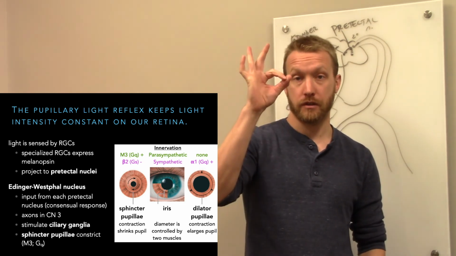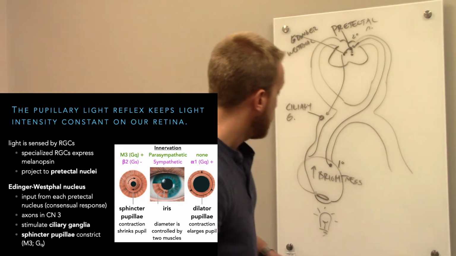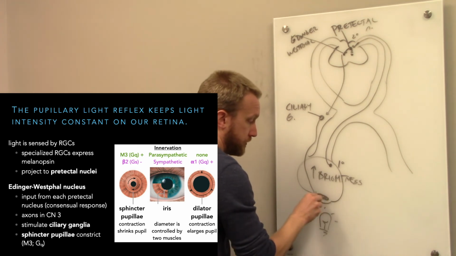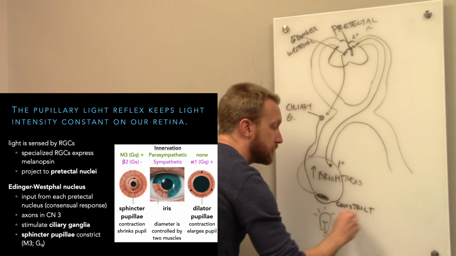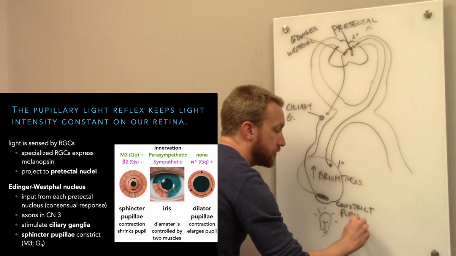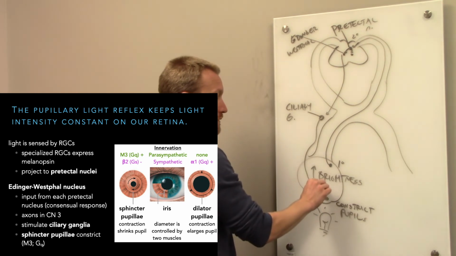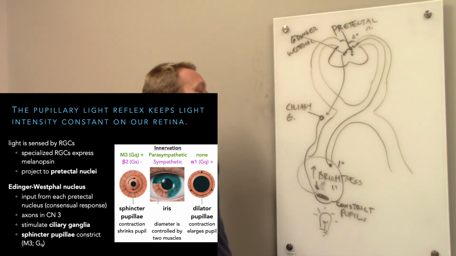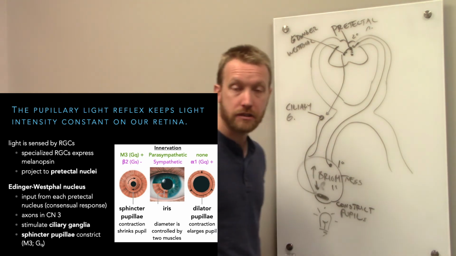This is a sphincter, so it decreases in size as a result. So we constrict the pupils, and that decreases brightness. So when there's an increase in light on the retina, we decrease the amount of light.